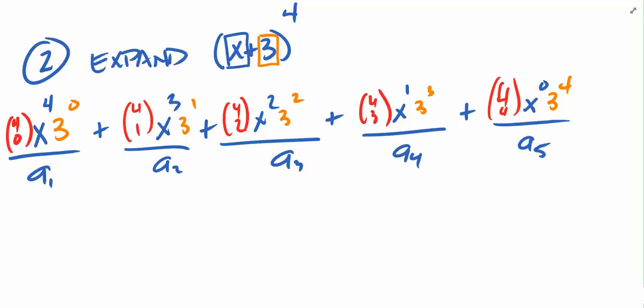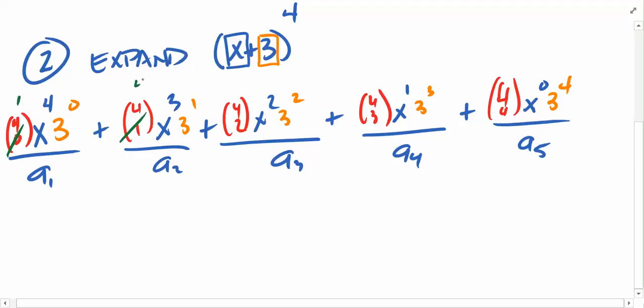Now we just got to go and clean it up, right? What's the value of 4 choose 0? It's worth 1. What's the value of 4 choose 1? It's a value of 4. What's the value of 4 choose 2? 6, very good. What's the value of 4 choose 3? Also 4, and then 4 choose 4 is 1.